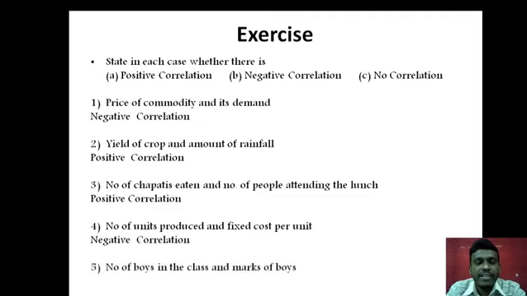The fifth exercise. Number of boys in a class and the marks of boys. Number of boys in the class and marks obtained by these boys in an exam. Are they related to each other? No, they are not related to each other. Hence, it is an example of zero correlation or no correlation.